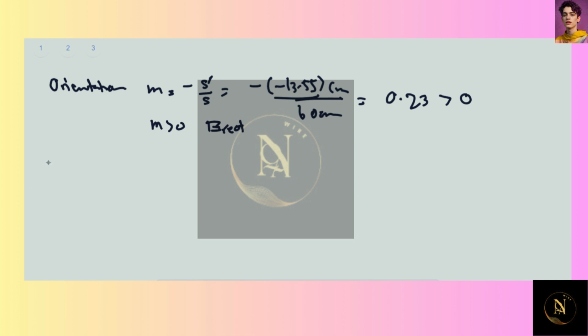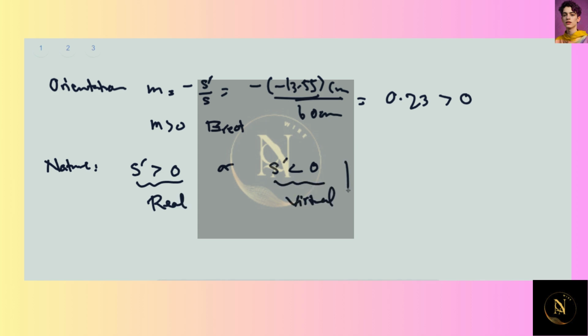And the nature, well, that is determined by whether s prime is greater than 0 or s prime is less than 0. If s prime is greater than 0, it's real, and if s prime is less than 0, it's virtual. But we found that s prime is less than 0, so this means that it's virtual. And this is the case that we actually found. This is s prime here.